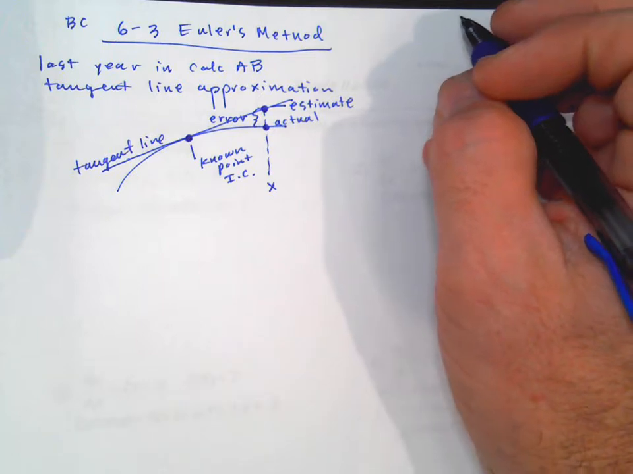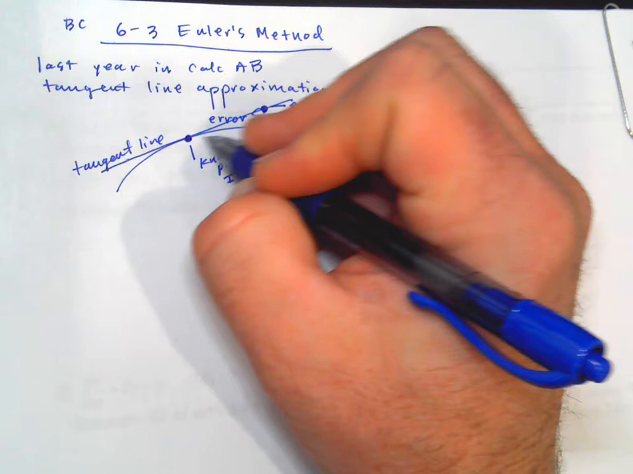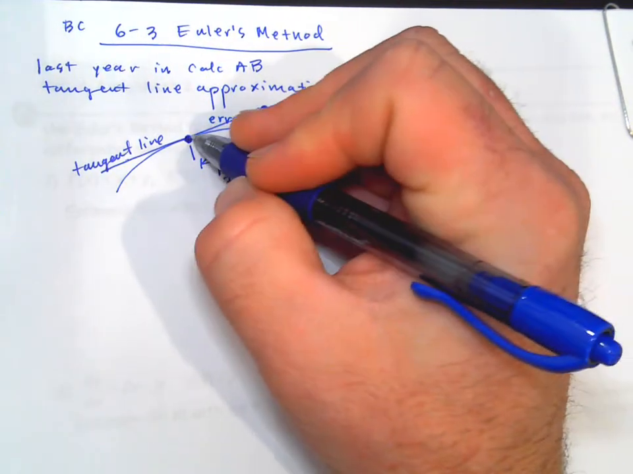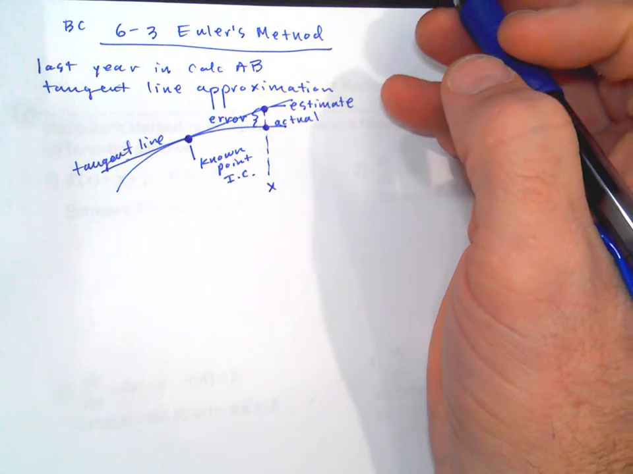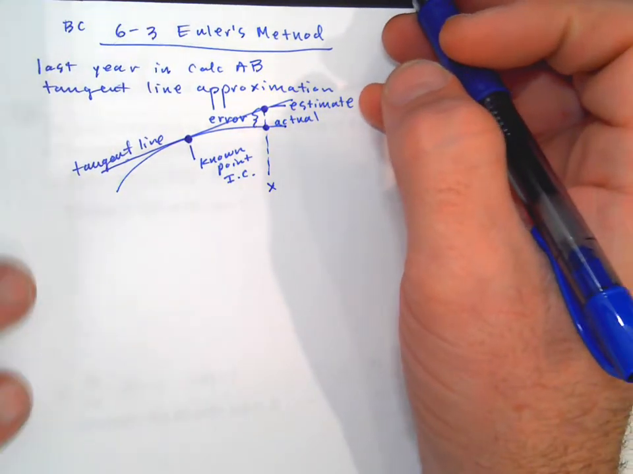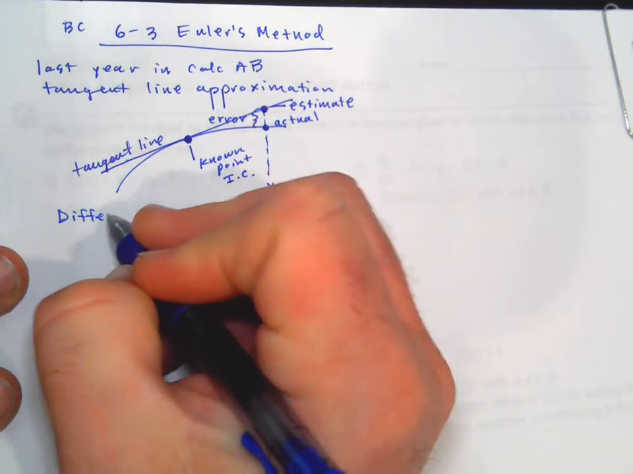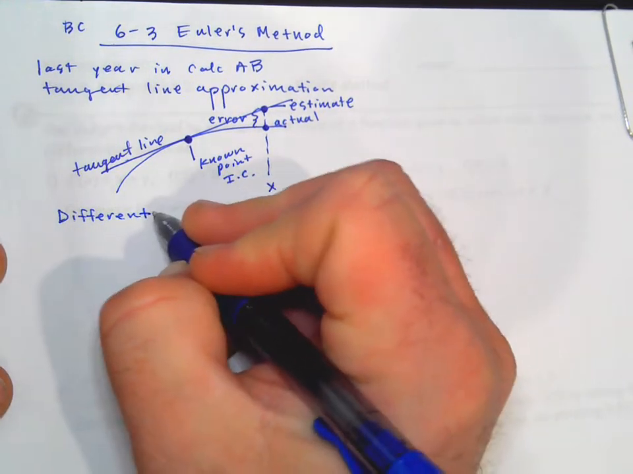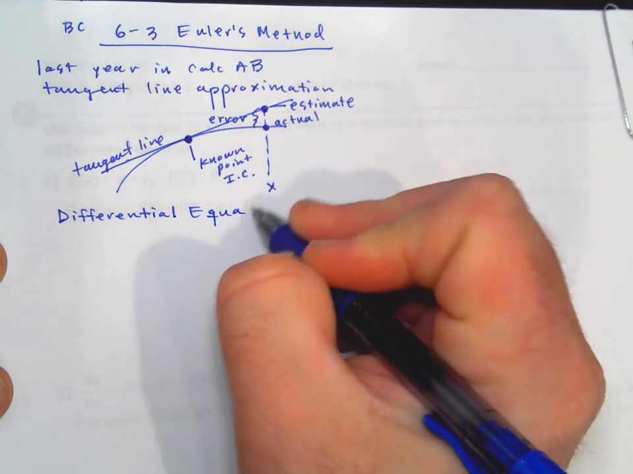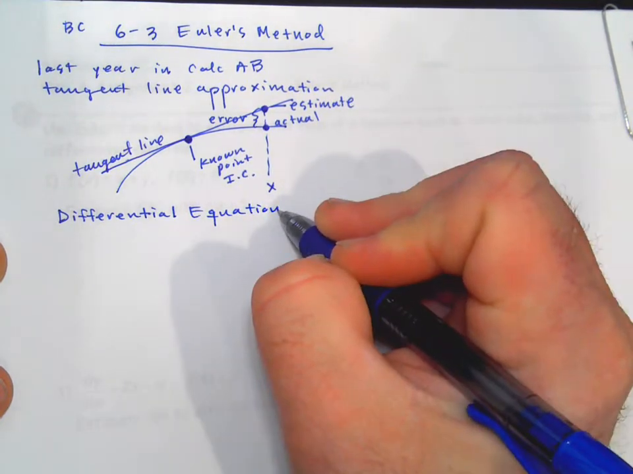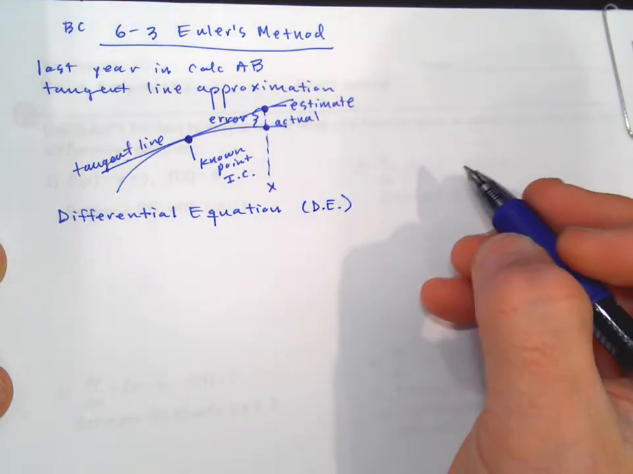And the over or underestimate has to do with concavity. Usually if you used points closer to the point of tangency, the better it was. The further you got away from it, probably the worse it was. So that's what we're going to be doing today, based off that idea. So let's look at a problem where we just use this technique from last year. We're going to start with a differential equation. Sometimes we call them DEs or DiffEQs.